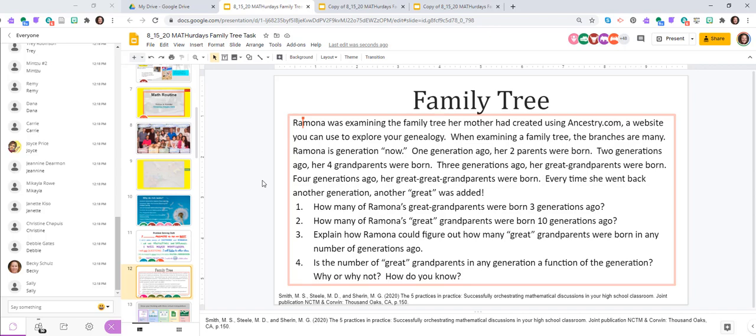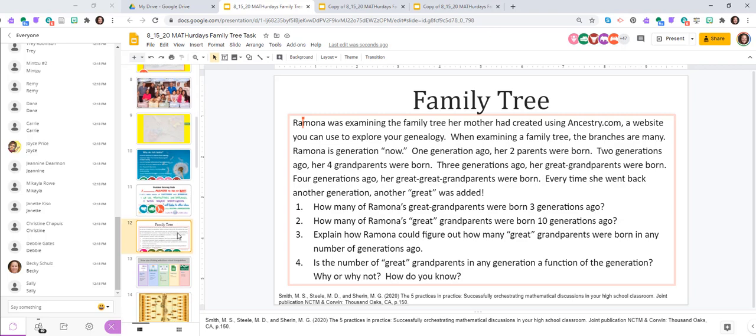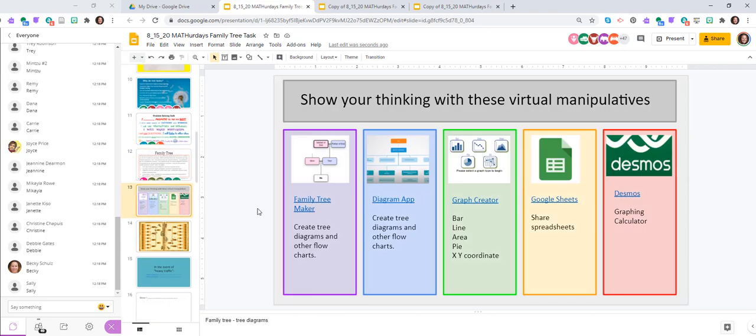Your task today is to look at how to represent and showcase how many of Ramona's great-grandparents were born 3 generations ago, how many great-grandparents were born 10 generations ago, and there's also 2 follow-up questions there if you want to get into generalizations about it. Slide 13 shows several really cool and fun manipulatives you might choose to use. You're also welcome to use just the space and shapes and lines. You can use paper and pencil, take an image and upload it, whatever your heart desires.